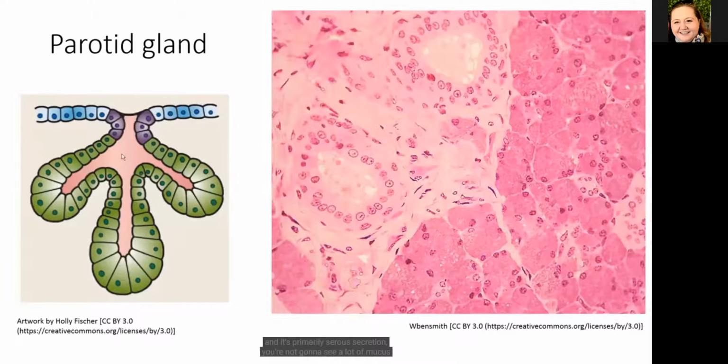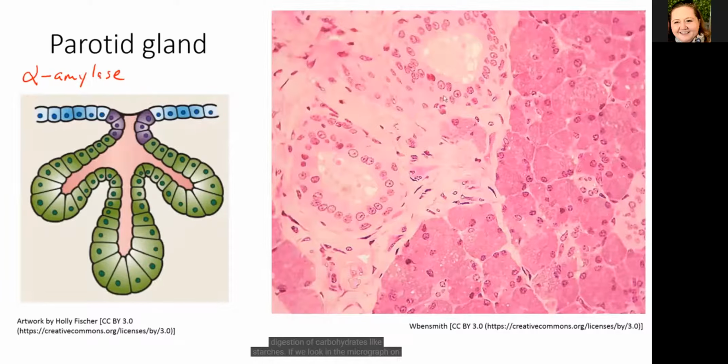You're not going to see a lot of mucus secreting cells, or really any mucus secreting cells, inside the parotid gland. But that serous fluid is going to contain some very important components. One of those being salivary alpha amylase, which is an enzyme that begins the chemical digestion of carbohydrates, like starches.